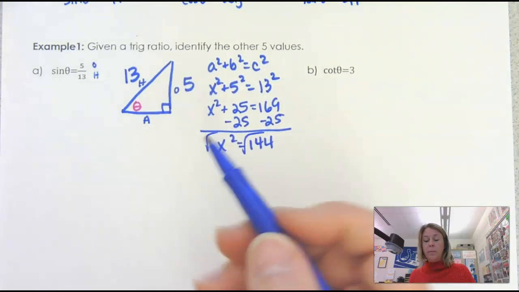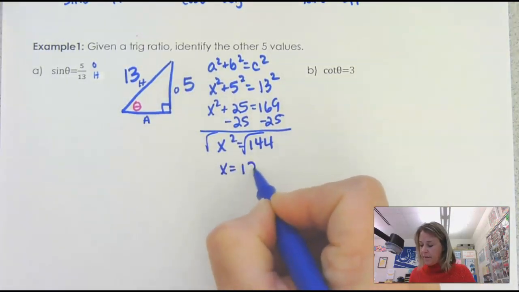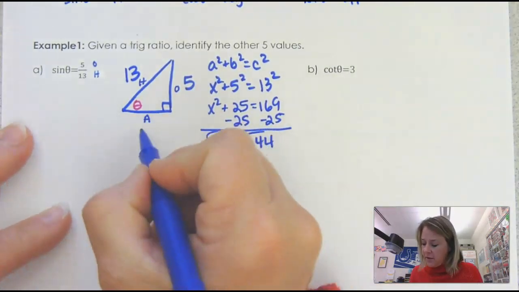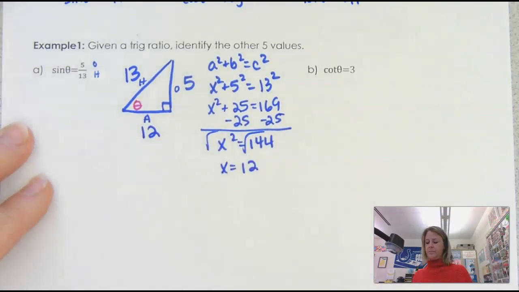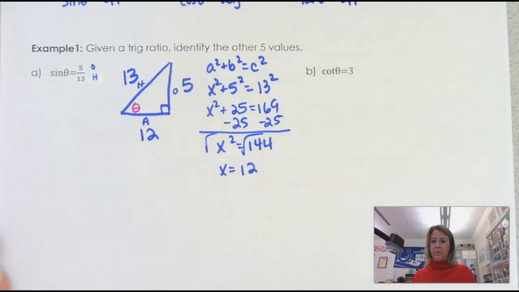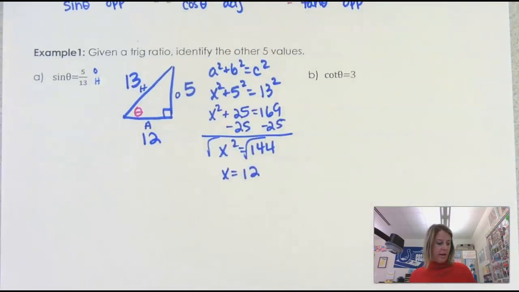Square root. Now we're talking about the sides of a triangle, which means I don't need plus or minus this time. I only care about the positive because the length of a side of a triangle can't be negative. So this side is 12. If you remember your Pythagorean triples, and I know you guys talked about that a little bit in geometry, you could just write the 12 in there. We are going to use some of those kind of numbers a lot.